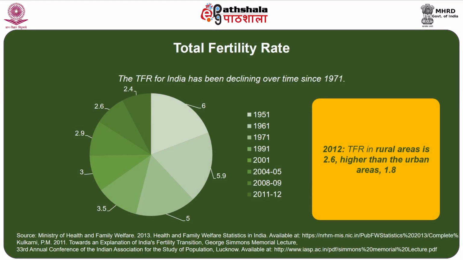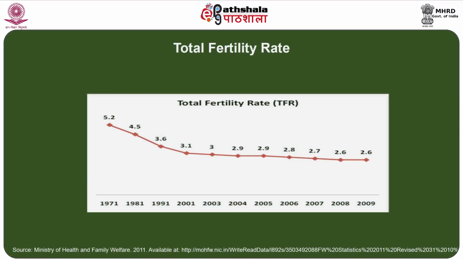However, we have to keep in mind that rural-urban differences still are very large. For instance, TFR in rural areas is still at a higher level of 2.6, whereas in urban areas it has come down to 1.8. This graph clearly indicates how the total fertility rate over a period started showing its declining trend. For instance, in 1971, TFR was as high as 5.2, came down to 2.9 in 2004, and from then onwards there is a slow and steady decline, and the latest figure of 2009 shows it is 2.6.